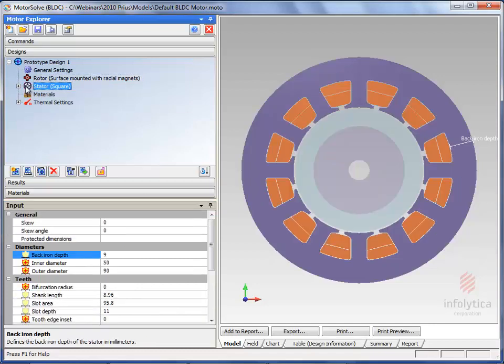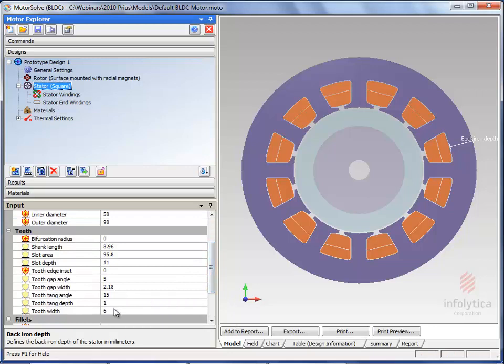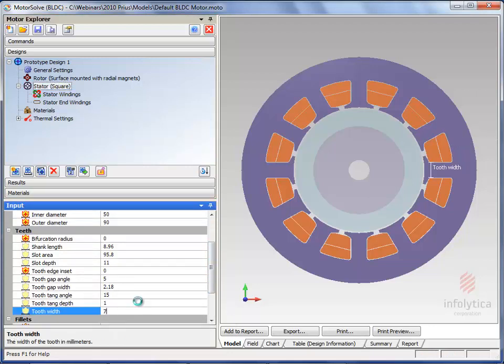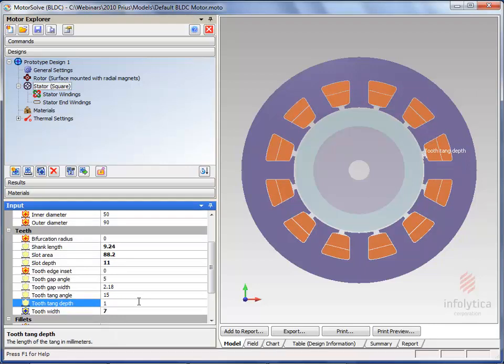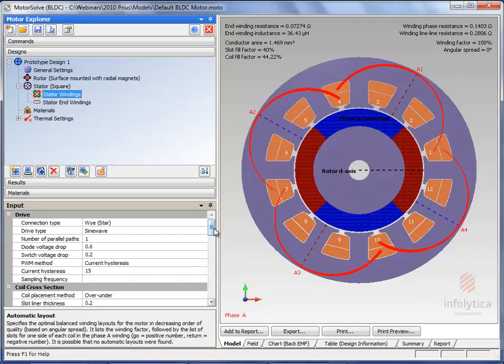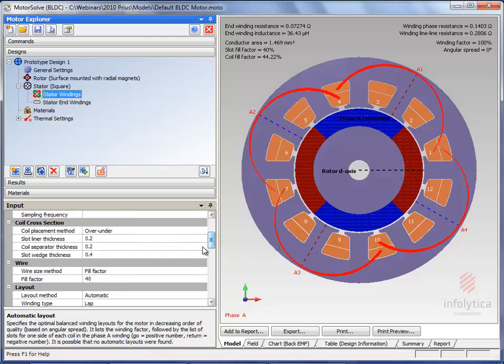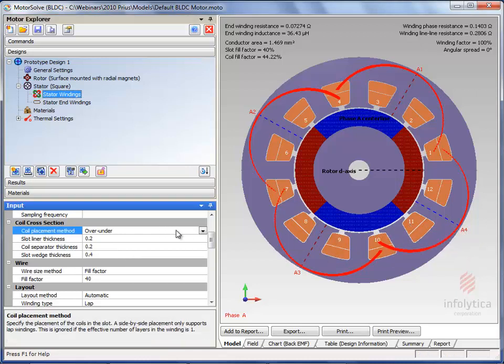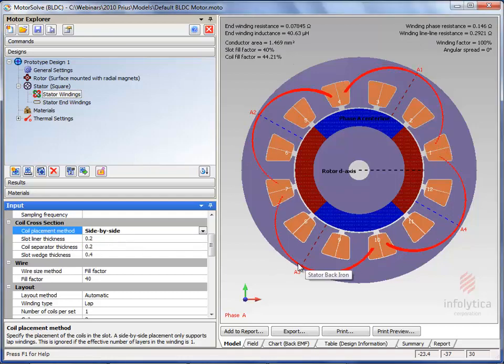Additionally, with the stator, when we go into the stator, we have a geometry-based area, which again allows you to change the nature of the machine based on what you're actually trying to model. And after you've finished the geometry side of the stator, we have an area for describing the winding. We have conditions for the drive. We have representations for the cross section. Here we have an over-under. We can also do a side-by-side.